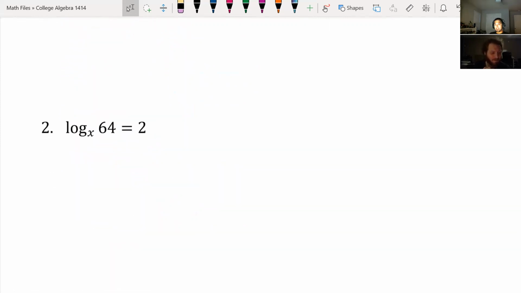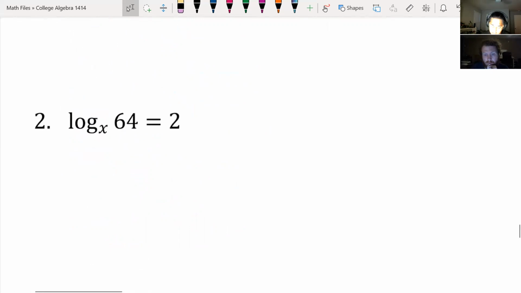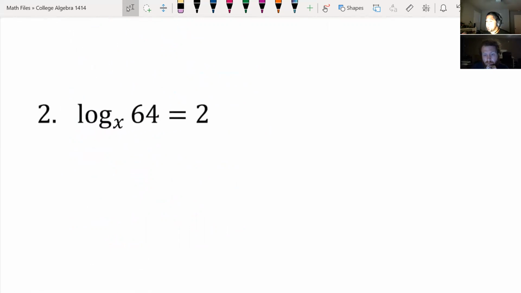2. Log base x of 64 equal to 2. So again, we want to solve for x. This time, x is in the base. What we know from the very first page is that the base has to be greater than 0. So there's no real domain for this log other than that the base has to be greater than 0, which means all we're going to do here is convert again from log to exponential.